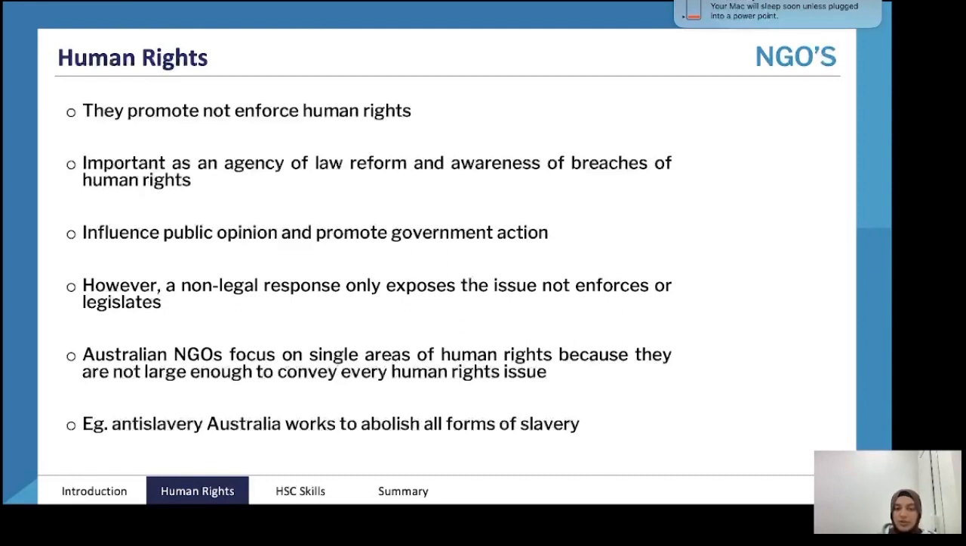Australian NGOs focus on single areas of human rights because they are not large enough to convey all of the human rights issues. So, for example, Anti-Slavery Australia simply works to abolish all forms of slavery, which is a very big concept, but again, they're not looking at everything in human rights, they're looking at that specifically.